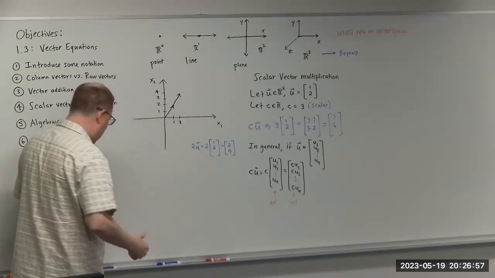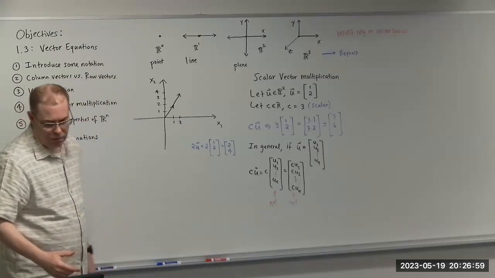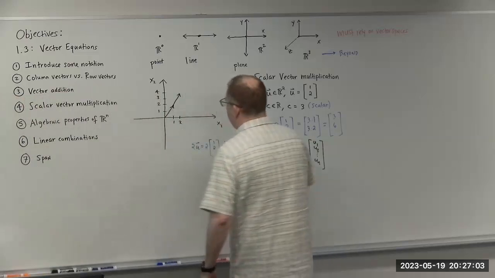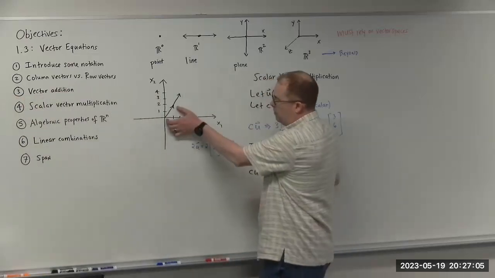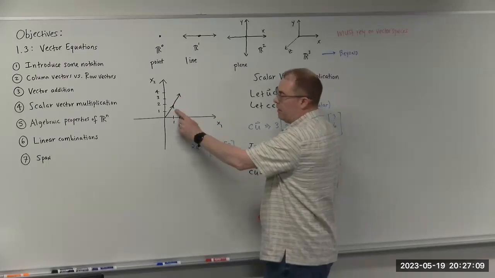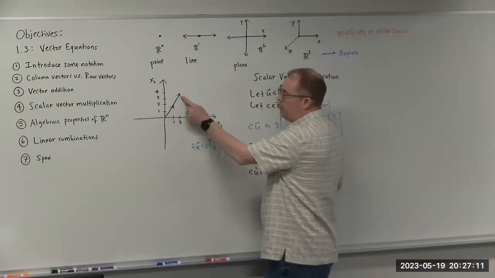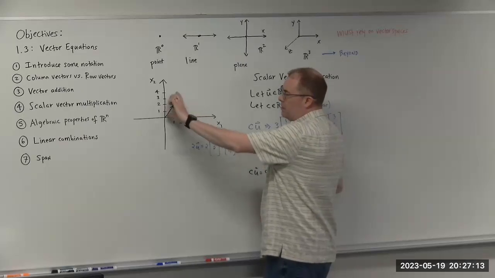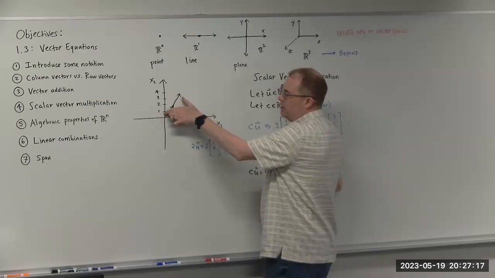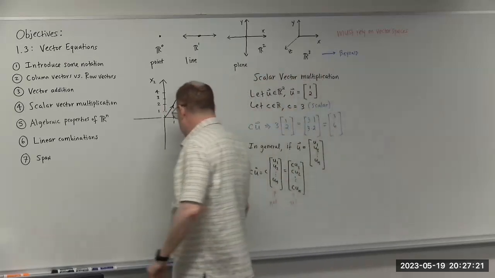Okay, notice what's happening here. All we did by multiplying u by 2 is basically double it. So we have this one, you multiply by 2. Now that total vector, going from here to here, is twice the distance. So this is equal to 2 times this vector.